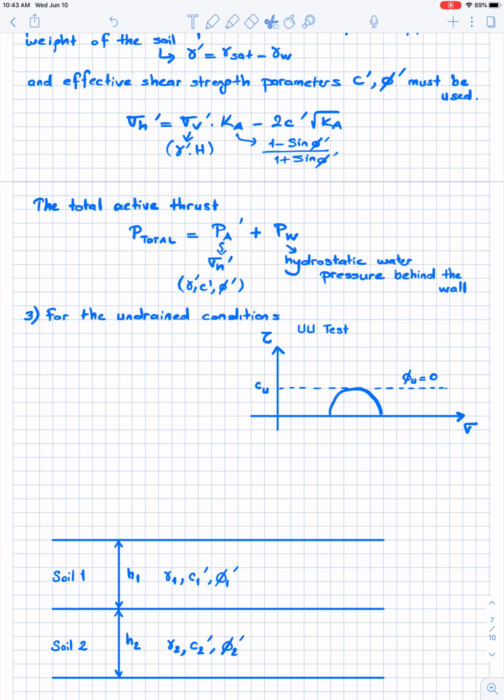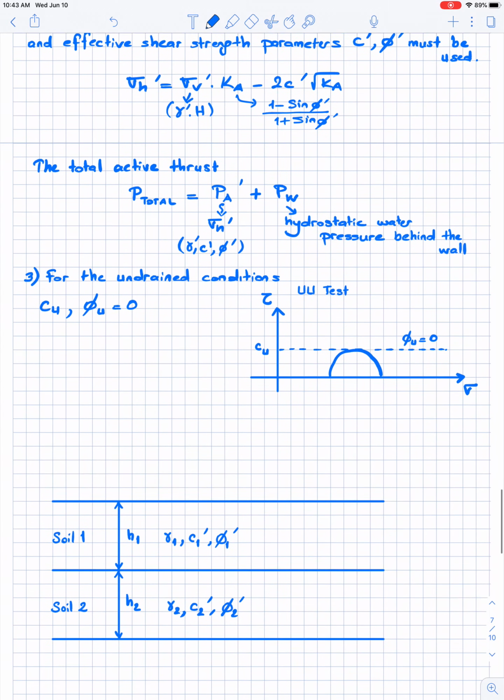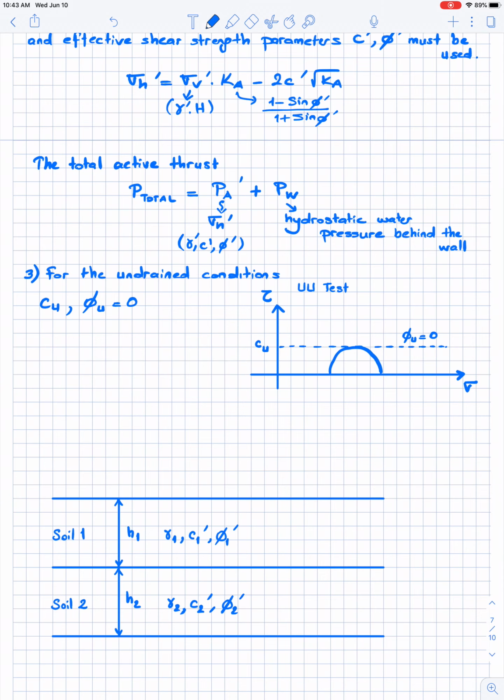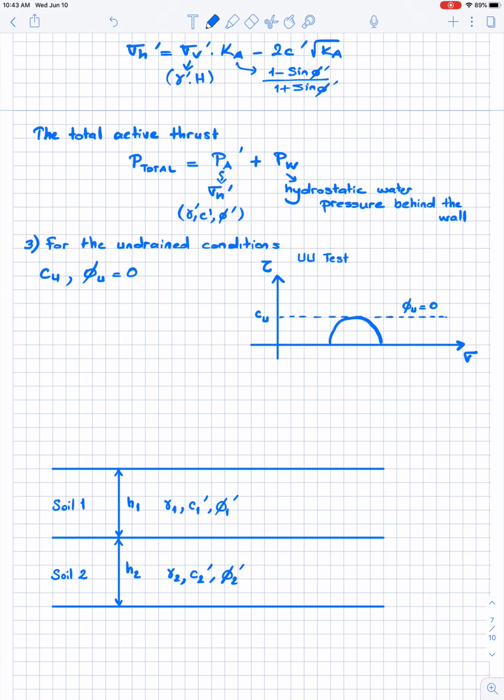Okay. If you remember, for the undrained conditions, I have the parameters as Cu and phi u is equal to 0. If you remember the sigma versus tau graph from the UU test. Now, in that case, I have Ka is equal to 1 minus sine phi over 1 plus sine phi. Since phi is 0, then I'm going to have 1. Similarly, Kp is equal to 1.